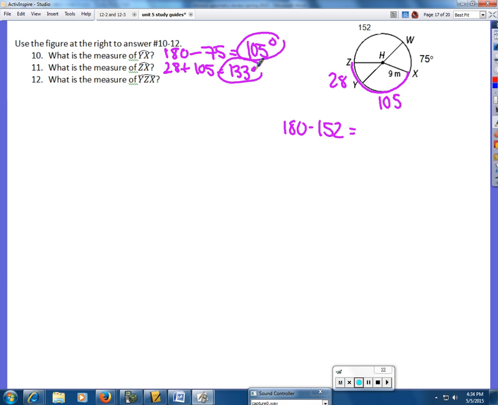And our last one is a major arc, YZX. So I want this arc. So I know I have 28 plus 152 plus 75. Or you could do 360 minus 105. It doesn't matter. And that adds up to 255. So number 12 is 255 degrees.